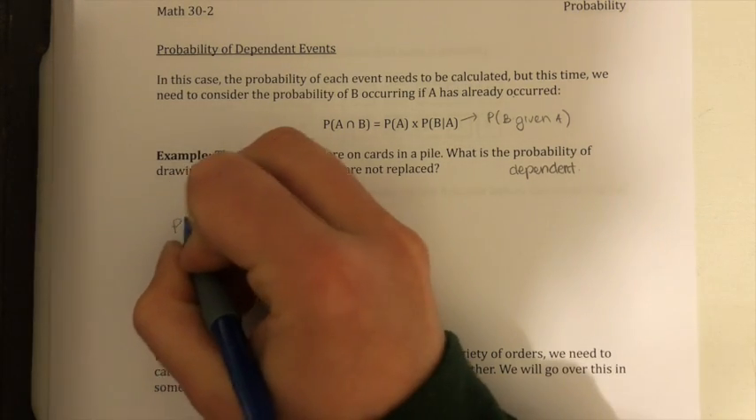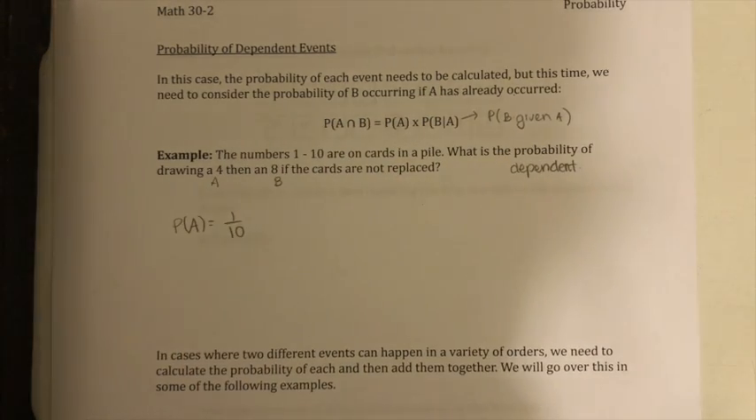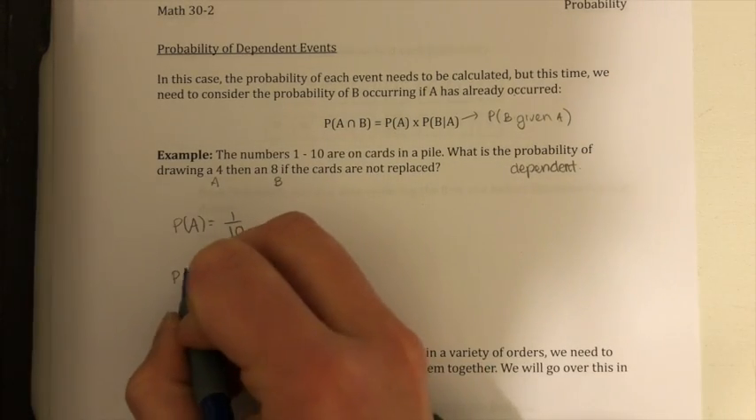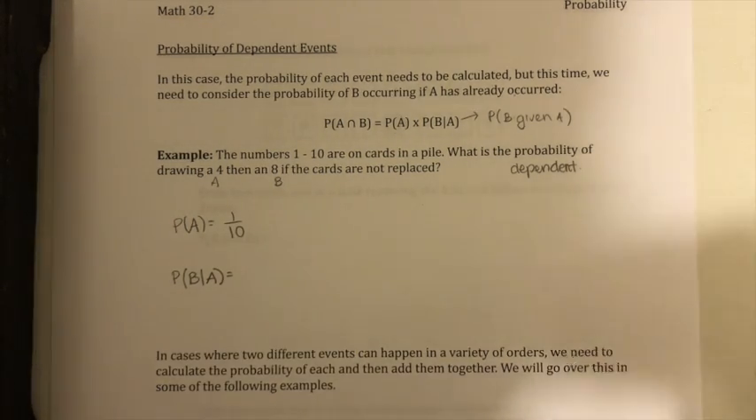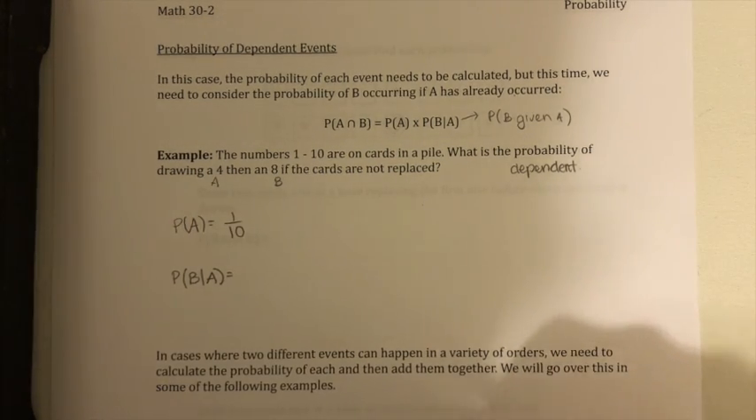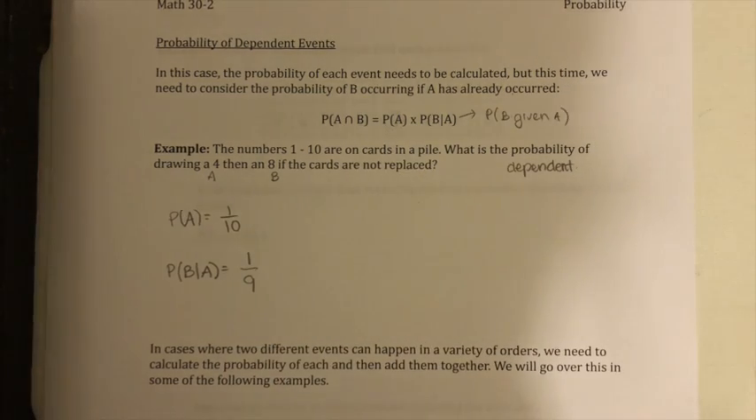So the probability of A is 1 card out of the 10 is a 4. Then we want to look at the probability of B given A. So if the 4 was pulled, great. Now we only have 9 cards left, right? Because that 1 card has already been pulled. And so then we have a 1 in 9 shot.